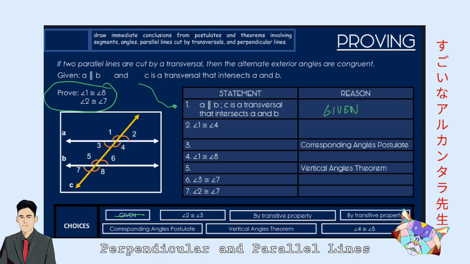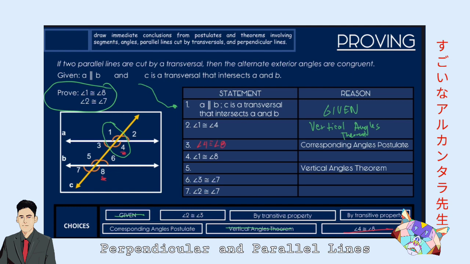So we have angle 1 and angle 4. You can take note, they are vertical angles. So let's write vertical angles theorem. Next, it said that we should find a pair of angles that are corresponding to one another. We only have two options: angle 2 congruent to angle 3 or angle 4 congruent to angle 8. That's the one that is corresponding. So that's what we write. Angle 4 is congruent to angle 8.